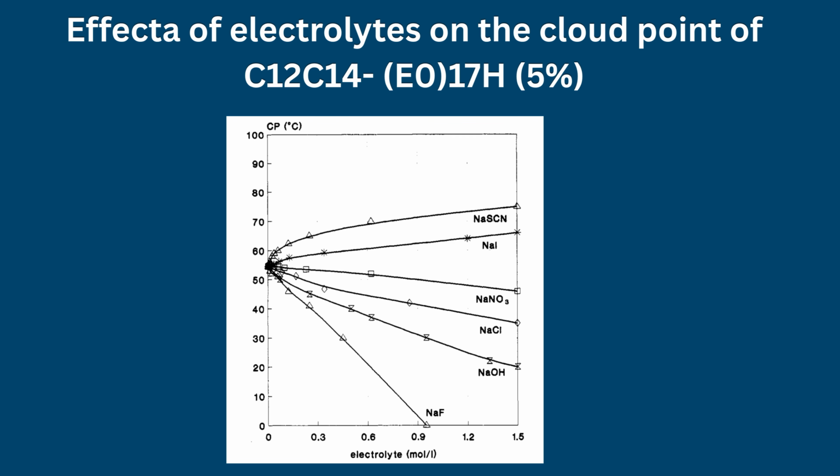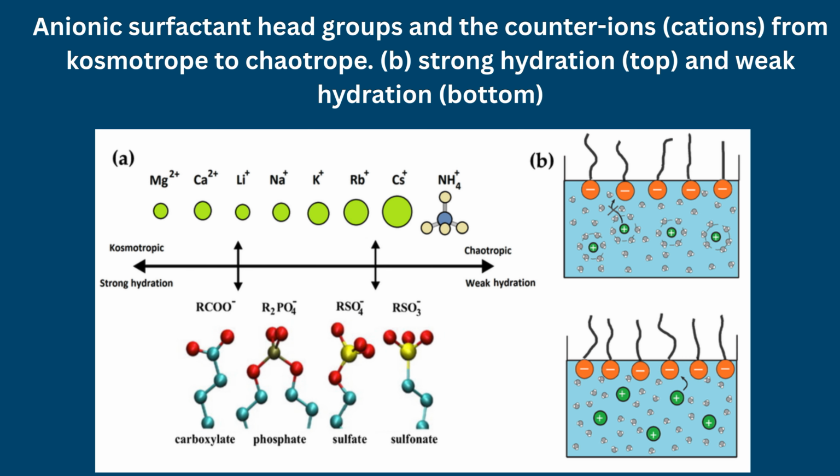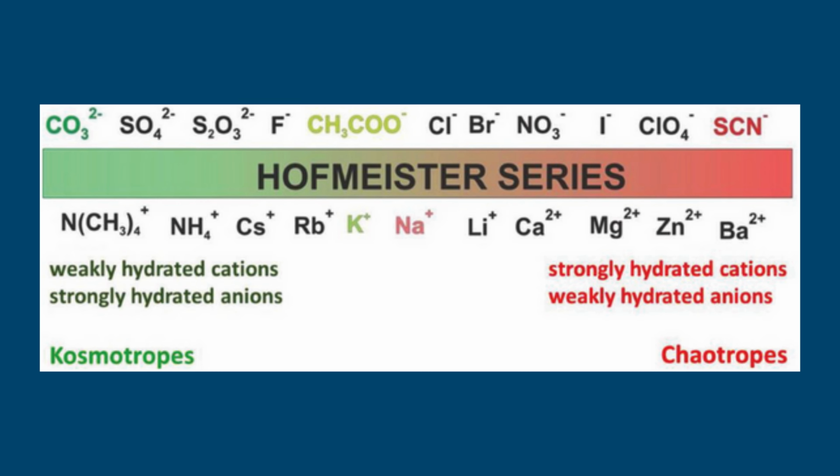Electrolytes, salting in and salting out effects. Electrolytes significantly influence cloud point behavior. Salting out effect: most inorganic salts reduce the cloud point by dehydrating the surfactant head groups. Salting in effect: certain ions, for example, large, weakly hydrated anions, increase the cloud point by stabilizing hydration layers. These effects are often interpreted using the Hofmeister series, which ranks ions based on their ability to structure water.